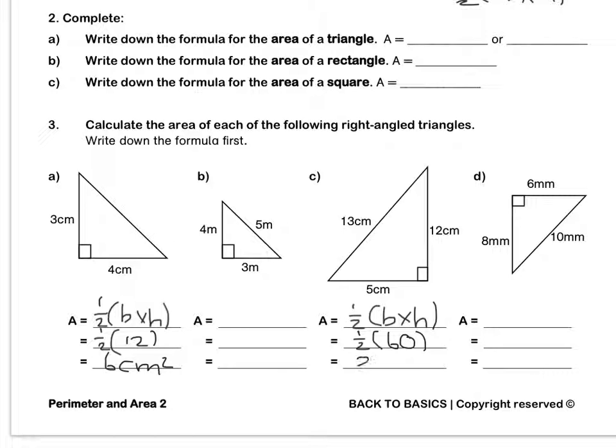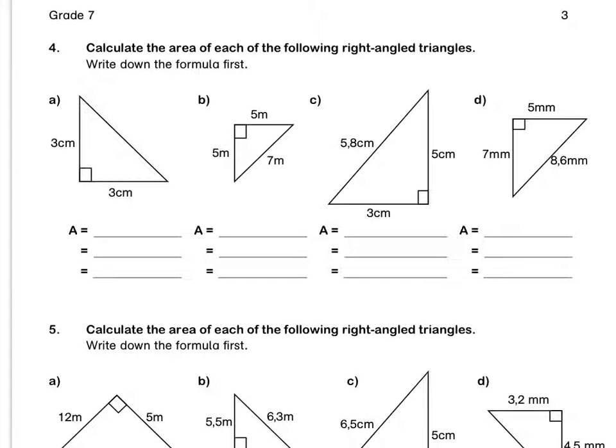And a half of 60 is 30 centimeters squared. Make sure that your units are correct and that they are squared units. Press pause to complete question 3 by yourself. Question 4. Calculate the area of each of the following right angle triangles.